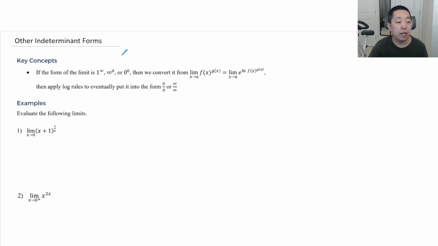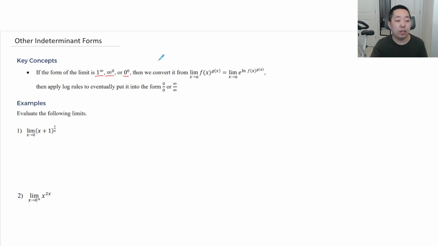So now we're going to be looking at other indeterminate forms. The most common kinds are 1 to the infinity, infinity to the 0, or 0 to the 0 limits. We're still going to use L'Hopital's rule, but we basically have to do a conversion to make it look like a standard 0 over 0 or infinity over infinity.